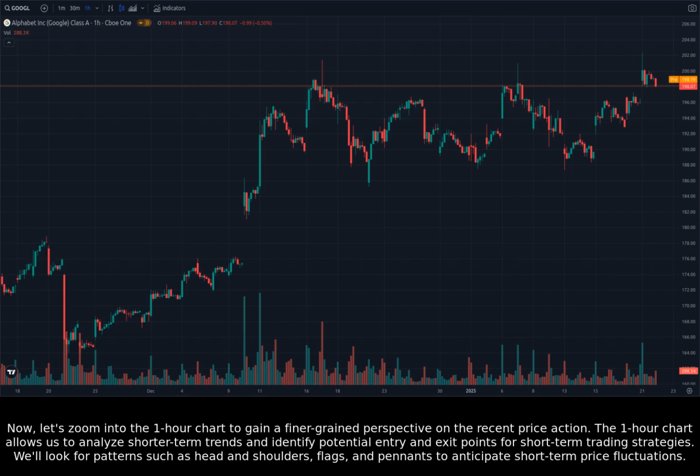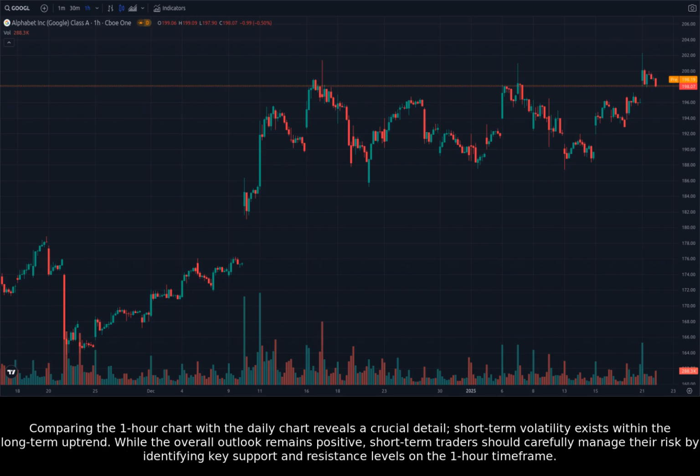Now, let's zoom into the 1-hour chart to gain a finer-grained perspective on the recent price action. The 1-hour chart allows us to analyze shorter-term trends and identify potential entry and exit points for short-term trading strategies. We'll look for patterns such as head and shoulders, flags, and pennants to anticipate short-term price fluctuations.